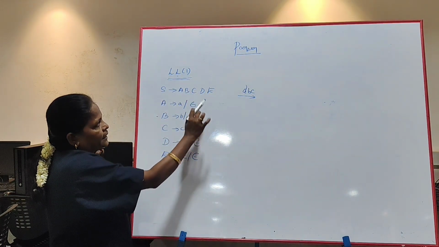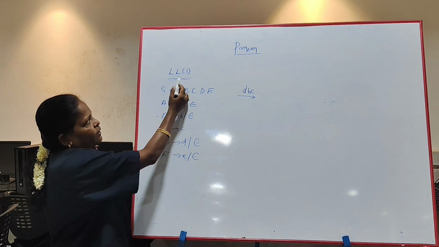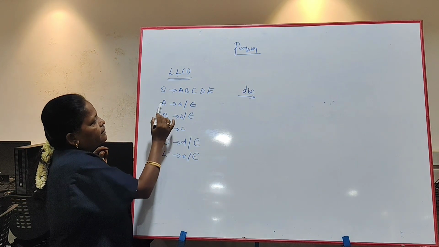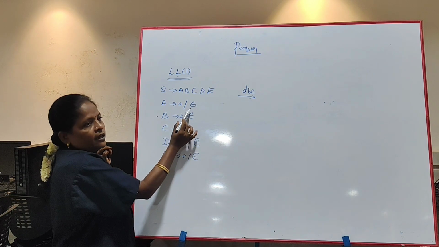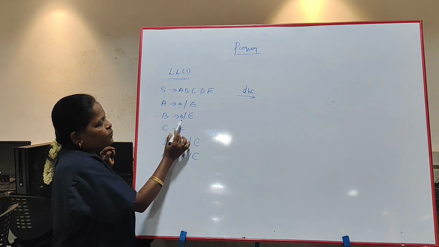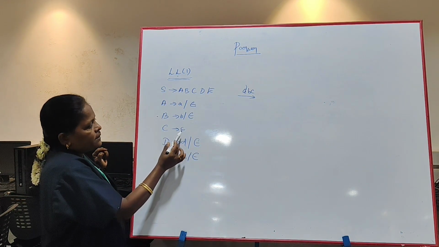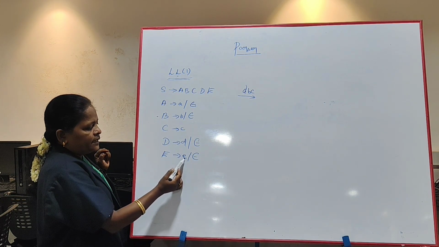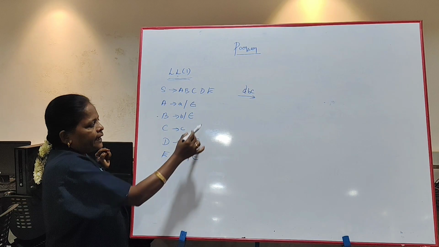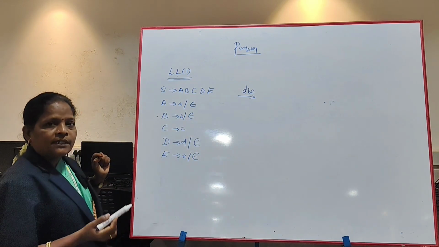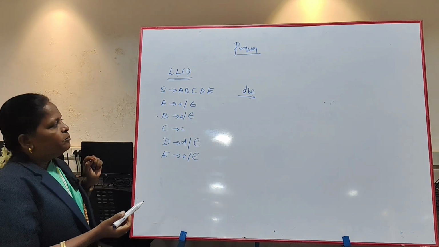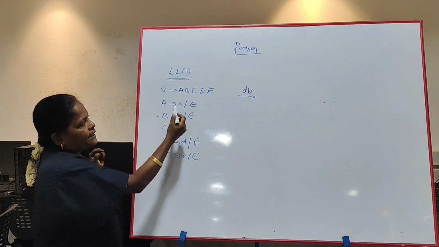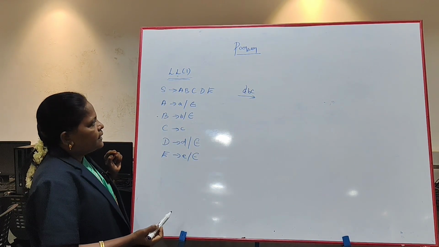So consider this as an actual example of some productions for LL1. S gives A, B, C, D, E. Here A gives small a or epsilon, B gives small b or epsilon, C gives small c, D gives small d or epsilon, E gives small e or epsilon. Now you are going to identify whether the given grammar is correct or not, because only if each and every non-terminal has a production is the grammar even a valid grammar, right?